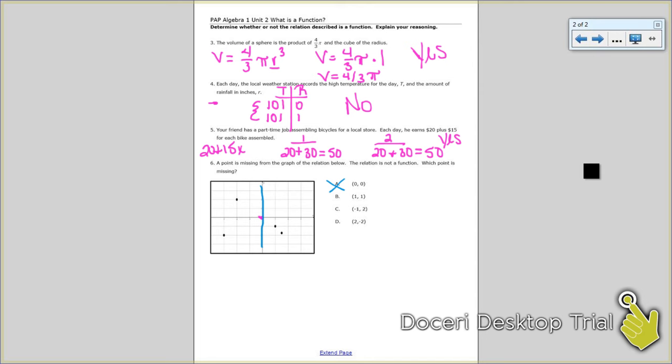So then 1, 1. If I draw a vertical line there, it passes through 2 points, my point and then the point that was already on the graph. So I'm pretty sure that's the answer, but let's just make sure. I have negative 1, 2, and if I draw a vertical line there, it only passes through my one point, so it's not that one. And then I have 2, negative 2, which is down here, and if I draw a vertical line there, it also only passes through 1 point, so that's not it. That's going to be the one that makes it not a function, because of this right here.